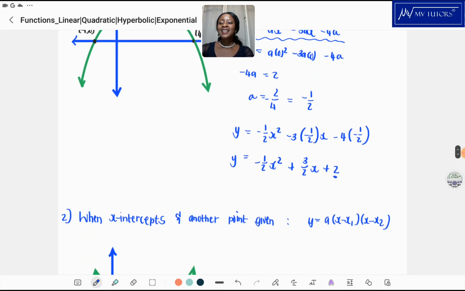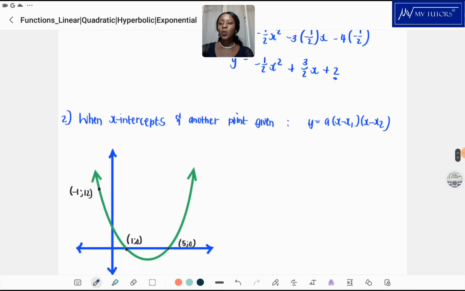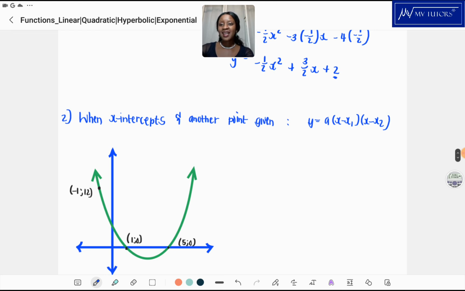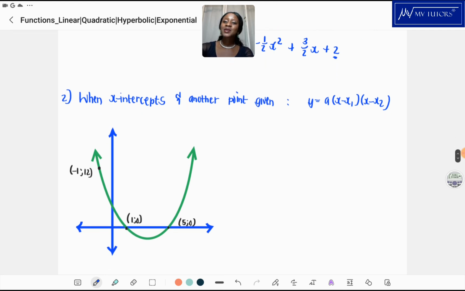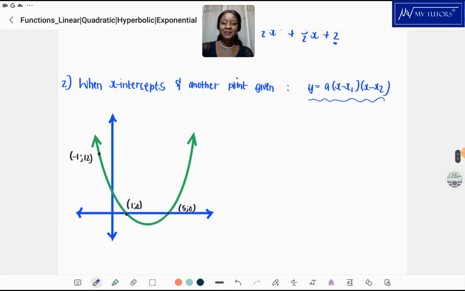All right. Now what do you do when the x-intercepts are given and another point? Okay, so you're still going to use the same equation. Similar to how we did it previously, we're going to do it the same way again. You're first going to determine what a is and then substitute it back into the equation. So we're going to just focus first on the x-intercepts. All right, so x minus 1 times x minus 5.